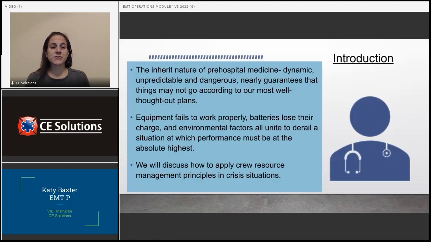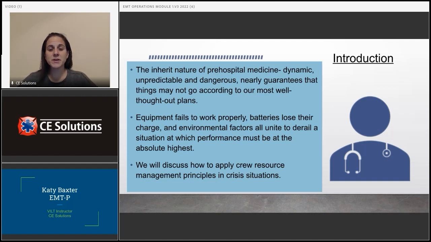So the inherent nature of pre-hospital medicine is that it's dynamic, it's unpredictable, and can be very dangerous. It nearly guarantees that things will not go according to plan, even if you think you have thought of everything that could happen and you have trained so well for it. Equipment fails, it doesn't work right. Batteries fail, they lose their charge. They can in an instant lose their charge too. Environmental factors all unite to derail a situation at which performance must be at the absolute highest.